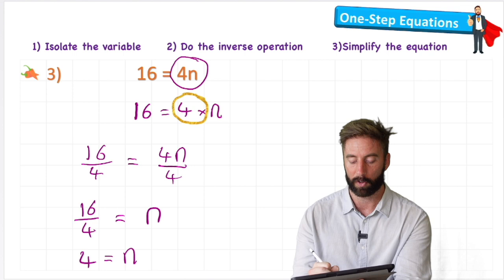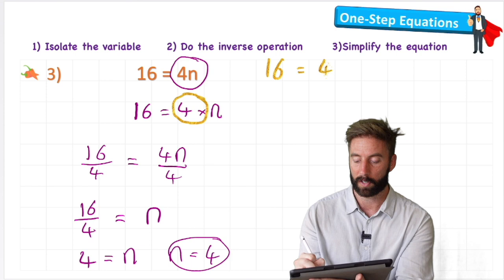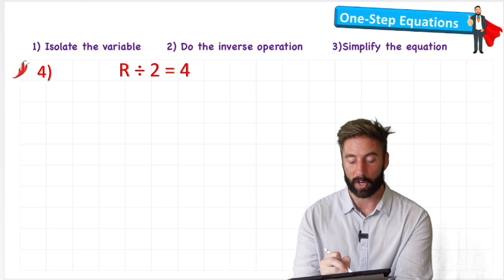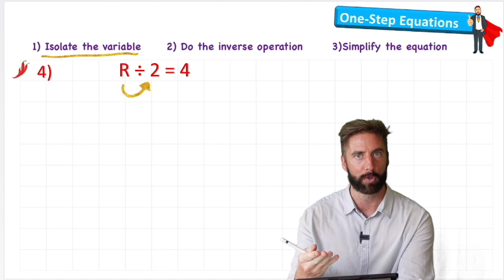Let's substitute it back in and see if we get the right answer then. So 16 equals 4 times 4. 4 times 4 is 16. Give ourselves a tick. Let's look at our hardest one then. We have r divided by 2 equals 4. So again, I'm trying to isolate the variable, get it on its own. At the moment, my variable is connected to this divide by 2. So if I want to get rid of a division on one side, I'm going to have to, that's right, multiply on that side as well.